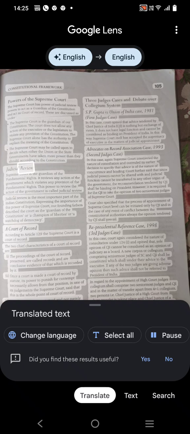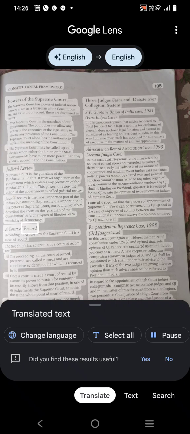Judicial Review. The Supreme Court is the guardian of the fundamental rights. It reviews any action of the government which violates any provision of the fundamental rights. This power to review the action of the government is called judicial review. Judicial review is the most important part of the Indian Constitution. Expressing the importance of this power of the Supreme Court, our founding fathers described the court as the guardian of the Constitution, a champion of liberties, or a watchdog of democracy.